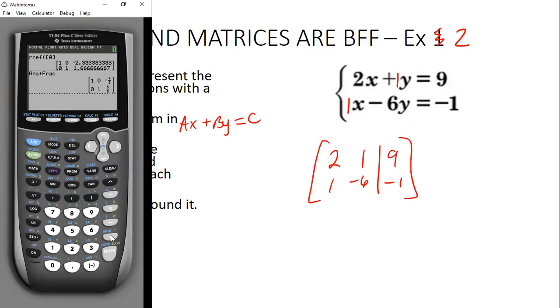I'm going to reset. The reason why I do a reset is it clears everything and I don't have to go through and try to delete or change. It just seems easier to me.